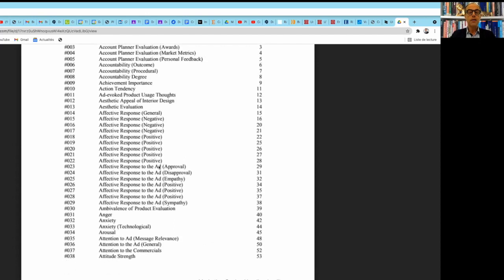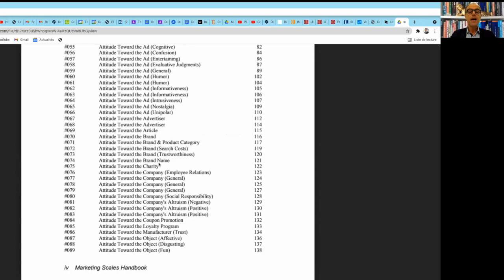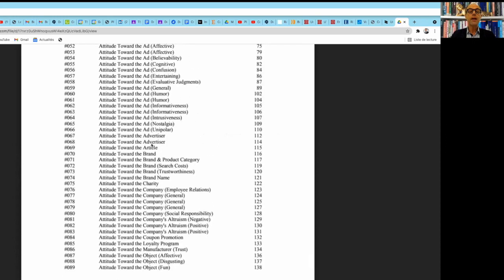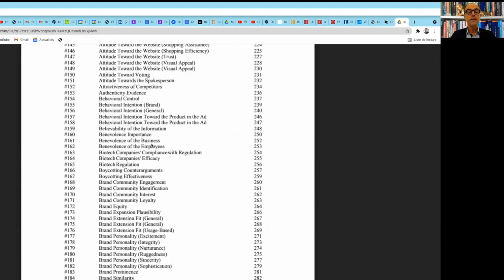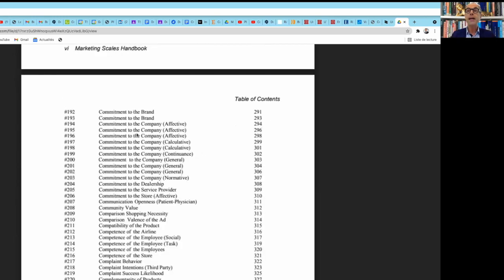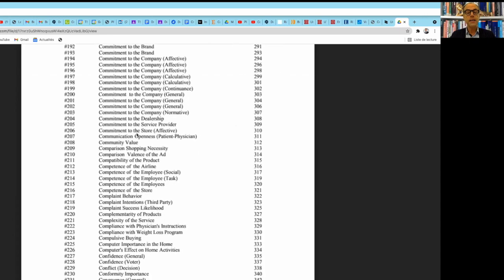And you can see attitudes towards advertisement. Most of the concepts we are searching for can be found here. Here we have behavioral intention to buy a brand, for example. Commitment to the brand is another very important dependent variable in marketing. Before buying or becoming loyal, customers commit to a brand. That is, they start to like the brand. So it's a kind of brand effectiveness.